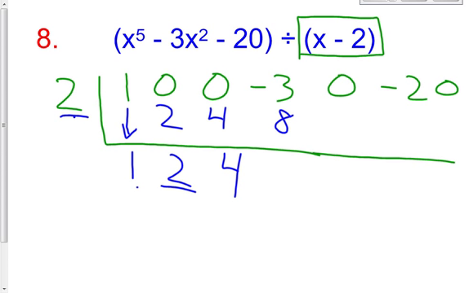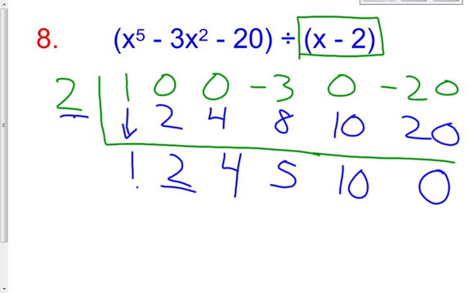Add a negative 3 plus 8 is 5. Multiply 5 times 2 is 10. Add 0 plus 10 is 10. Multiply 10 times 2 is 20. And yes, we have no remainder again. For some reason, I like the ones where we don't have a remainder, just because the remainder is kind of annoying sometimes. That's in my opinion. Maybe you guys like it.